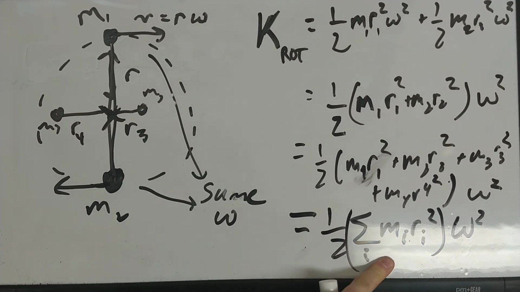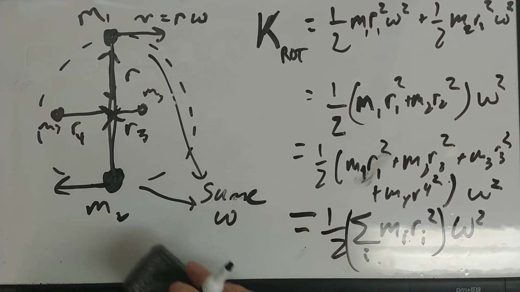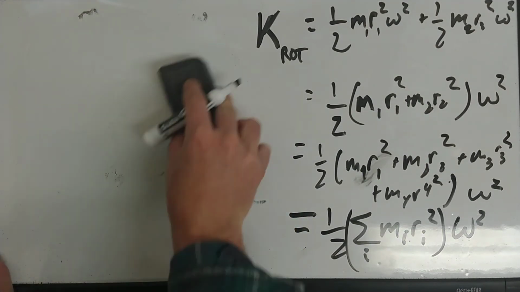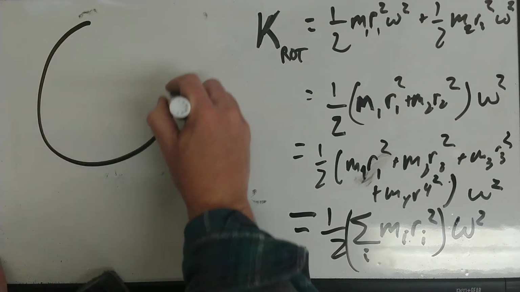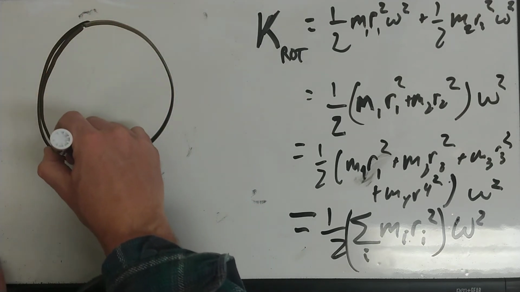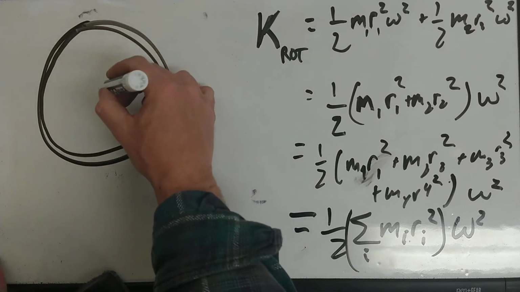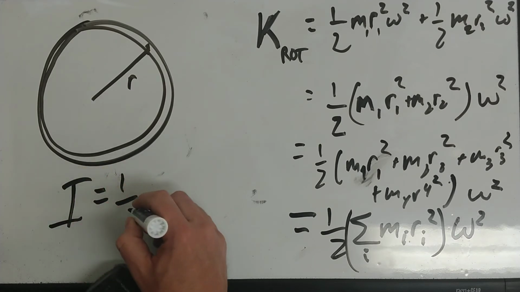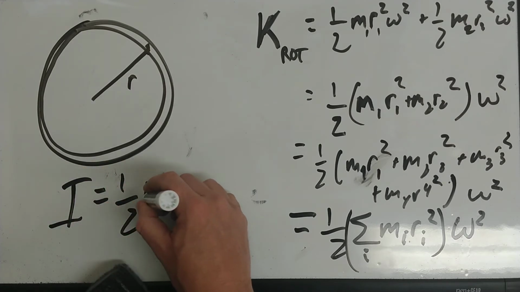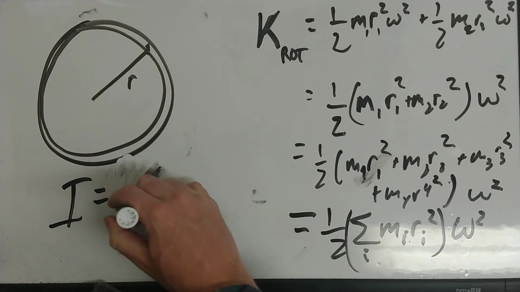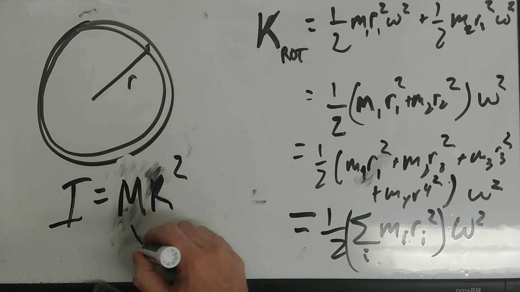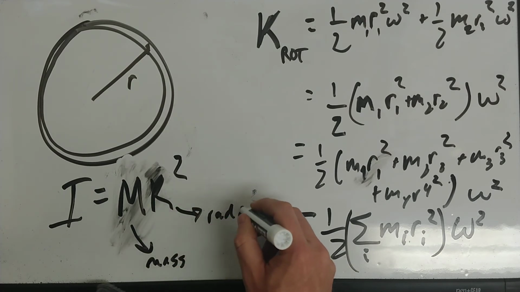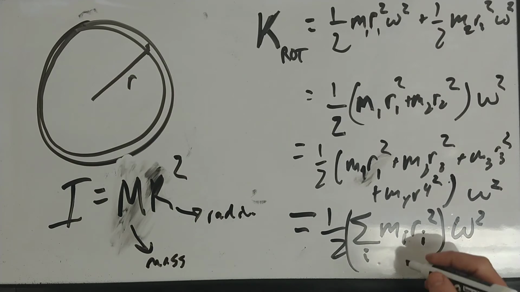We figure those out from the table usually. For a ring of material, like a hoop, where the mass is basically all centered the same distance from the center, I equals, sorry, not 1/2, equals mr squared, where m is the mass of the hoop and r is the radius of the hoop. So this becomes capital I.